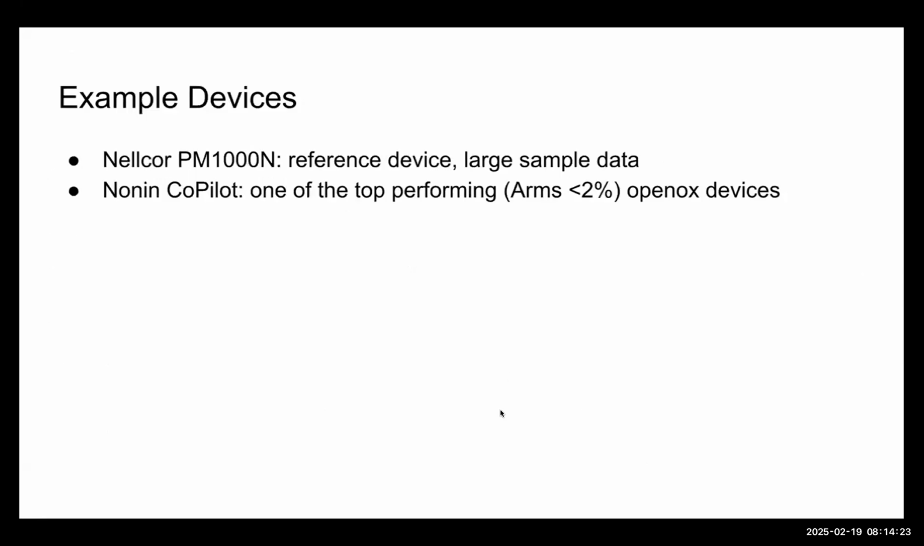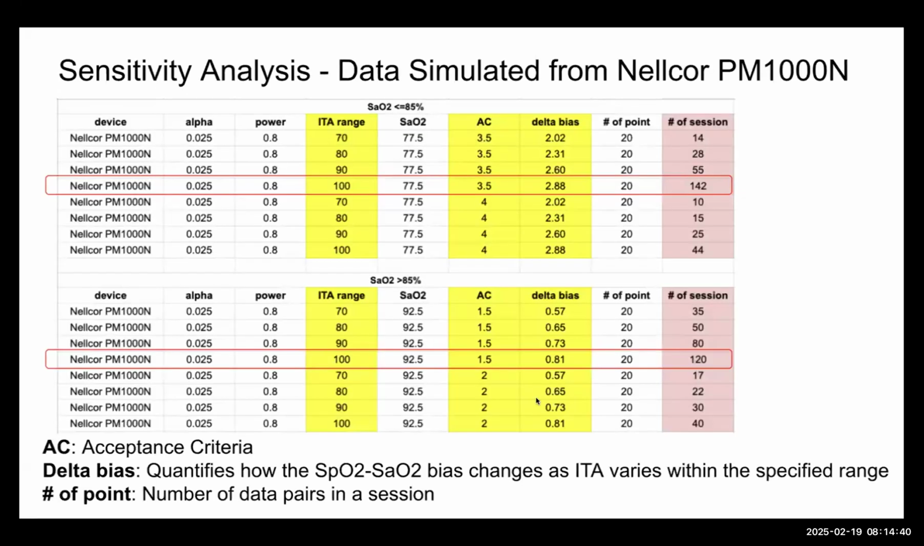We'll be showing the sample size estimations from two of our devices. The first is one of our reference devices, which has a large sample data. And the second one is one of the top performing OpenOx devices in terms of ARMS. Here is the table showing the different sample sizes estimated under different scenarios for our reference device. The upper table shows sample size estimations in the lower set range, which is SaO2 less than 85%, and the lower table shows the sample size estimations in the upper set range, which is SaO2 greater than 85%.